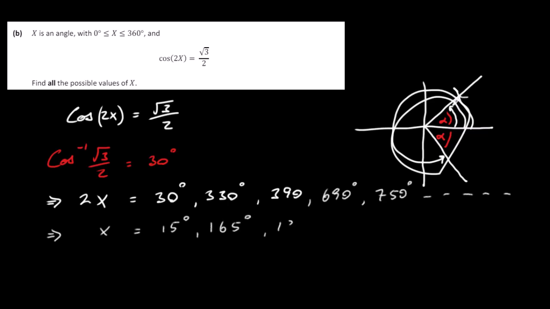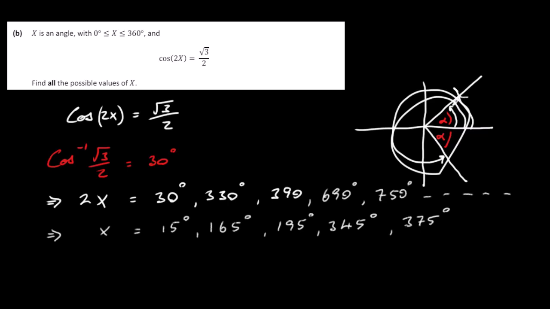This one here is going to be 345 degrees. And this one here is going to be 375 degrees. But remember up here it said that x has to be between 0 and 360 degrees.